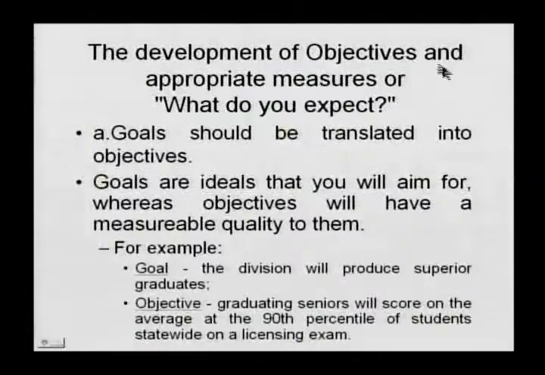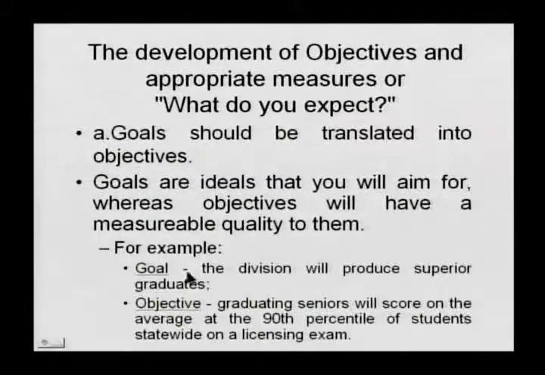So let's think about the development of objectives and appropriate measures, or what to expect. Goals should be translated into objectives. Goals are more global and objectives more specific. There are ideals that you will aim for, whereas objectives will have a measurable quality to them. So you might have 2 or 3 approaches to measure some quality about the objectives. So we are beginning to see the building block nature of goals deriving into objectives and deriving into aims.